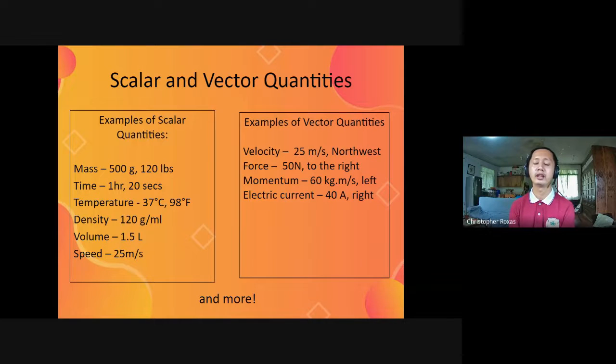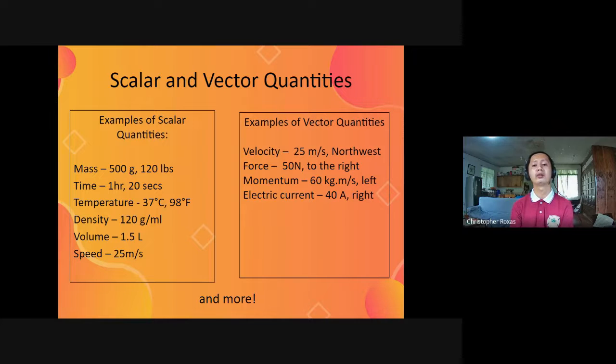So, for example, in mass, you have 500 grams, 120 pounds. For time, 1 hour, 20 seconds. Temperature, 37 degrees Celsius, 98 degrees Fahrenheit. Density, 120 grams per milliliter. Volume, 1.5 liters. Speed, 25 meter per second.